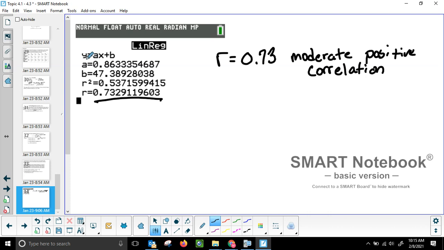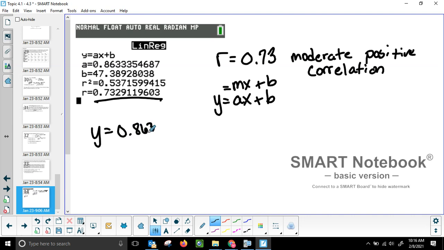And then this y equals ax plus b. Doesn't that look a lot like y equals mx plus b? So your a is your slope, your b is your y-intercept. So this is telling me that y is equal to 0.863x plus 47.39.